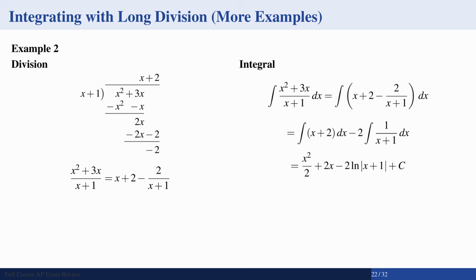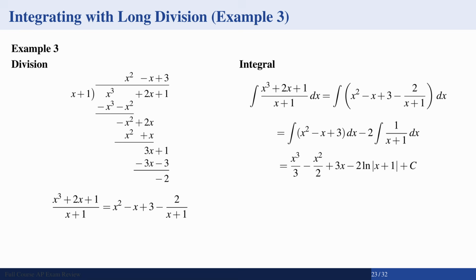Then you integrate negative 2 over x plus 1, or you can factor out the negative 2. The integral of 1 over x plus 1 is natural log absolute value of x plus 1. And then we have a plus c. So more of the same. Here's another one. I don't know, the division is slightly harder. Screenshot that if you really want to look at it.